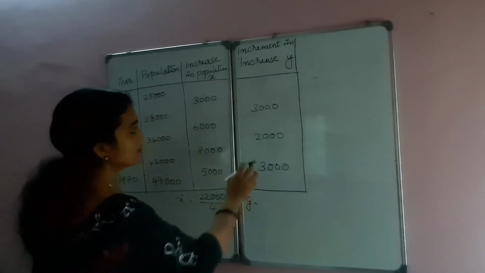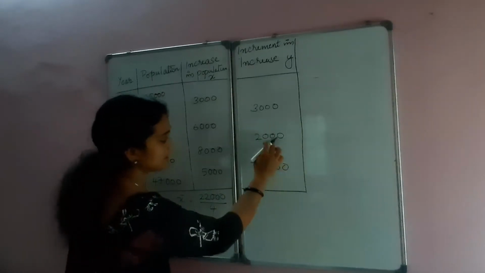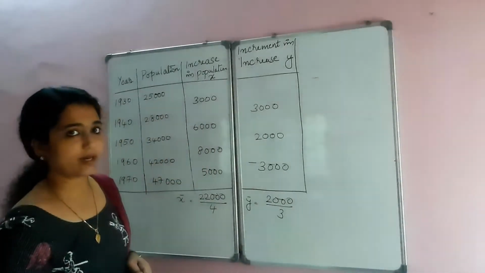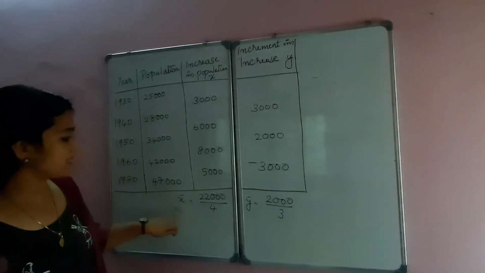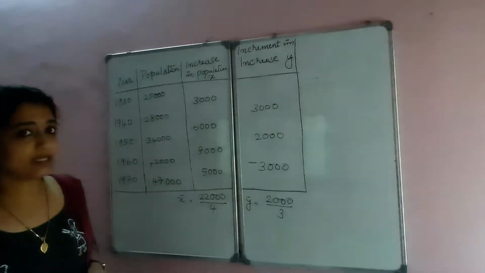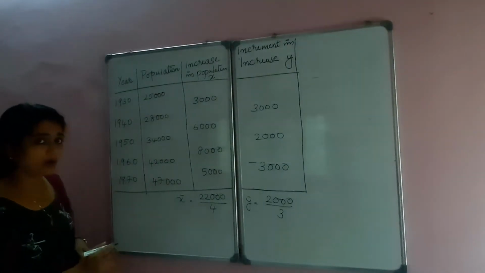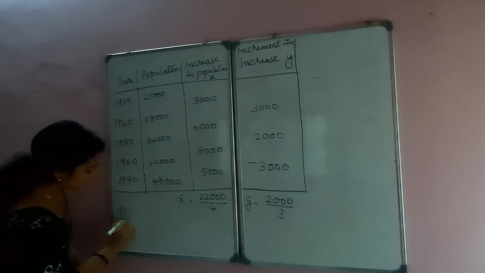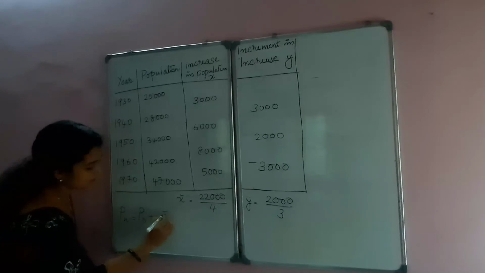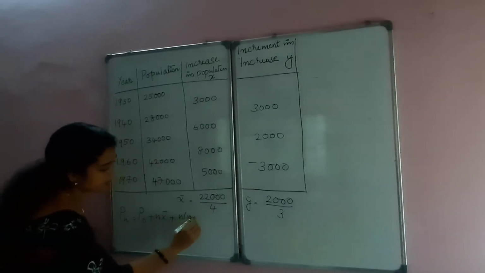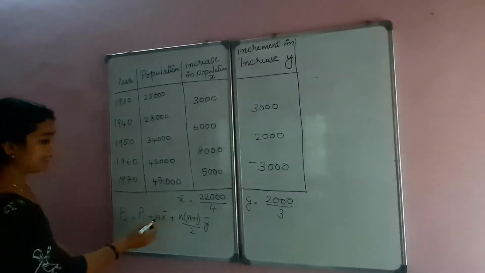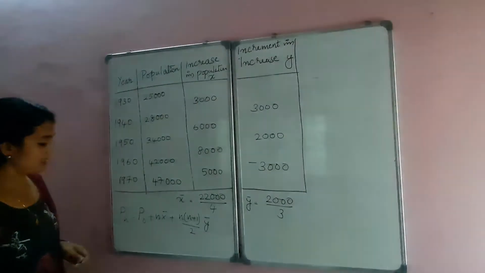Then we have to calculate the Y bar. What is the Y bar? 3,000 minus 3,000 is cancelled. Then 2,000 divided by 3. This is Y bar. We already got the X bar and Y bar. Now we will move on to the equation of the incremental increase method. The equation is Pn is equal to P0 plus n into X bar plus n into n plus 1 divided by 2 into Y bar, where n is the number of decades.